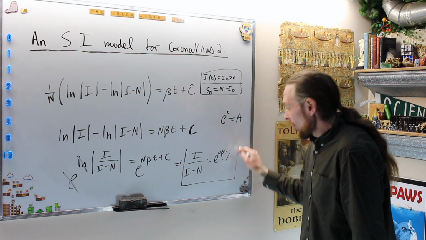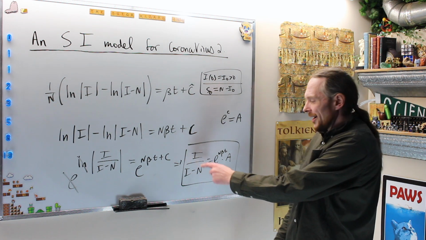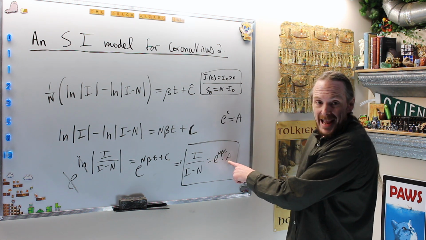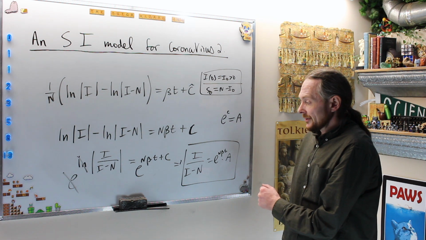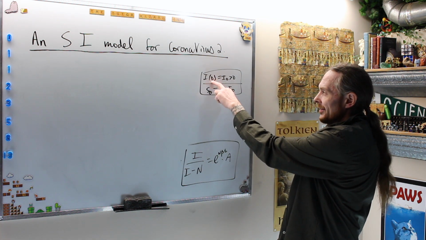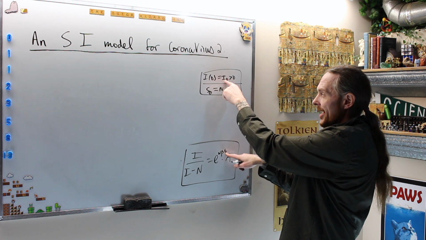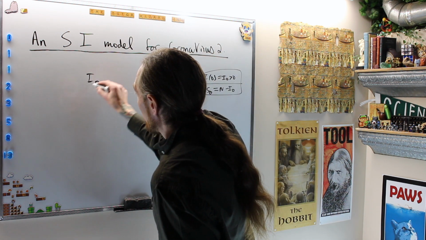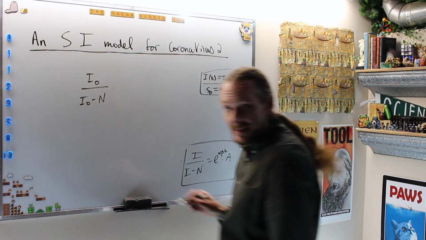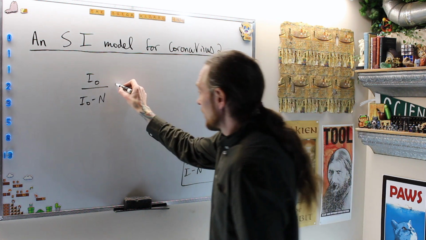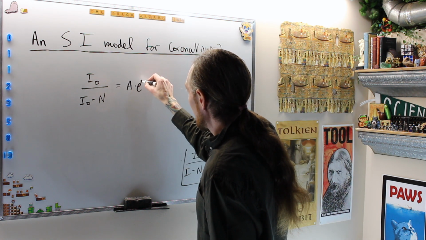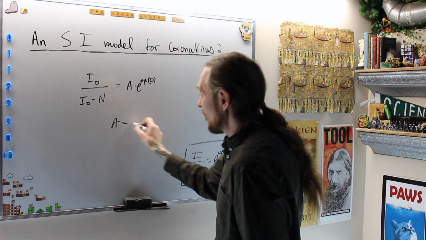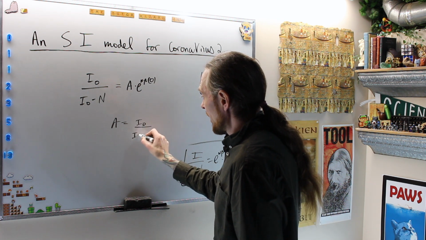Let's do that. In this form, this is an implicit form of the solution I dependent on t. Before I do that, I'm actually going to find the a first, and then we'll solve explicitly for this. At my initial conditions, when t is 0, I is I naught. So I put that in here. At the initial conditions, I naught over I naught minus n is equal to a times e to the n beta times 0. E to the 0 is 1, so that says a equals I naught over I naught minus n.